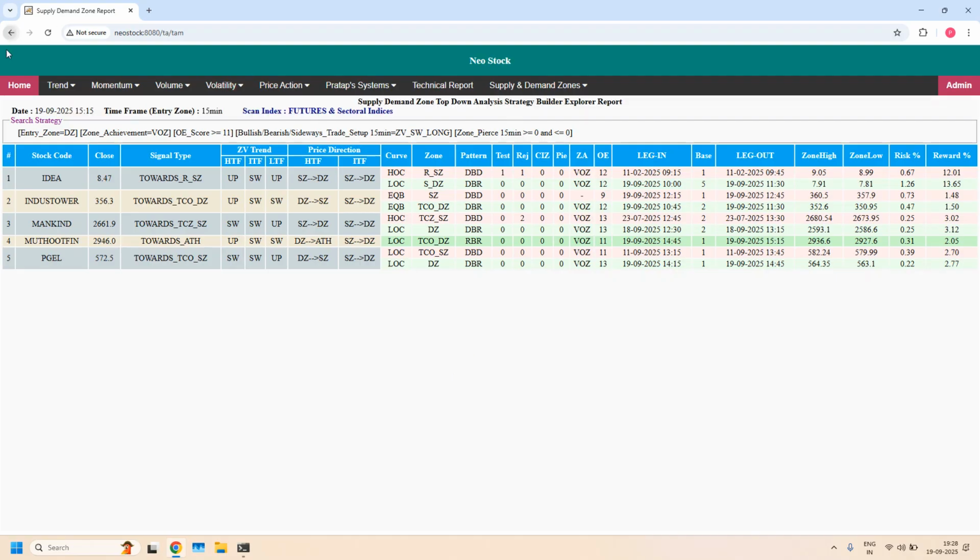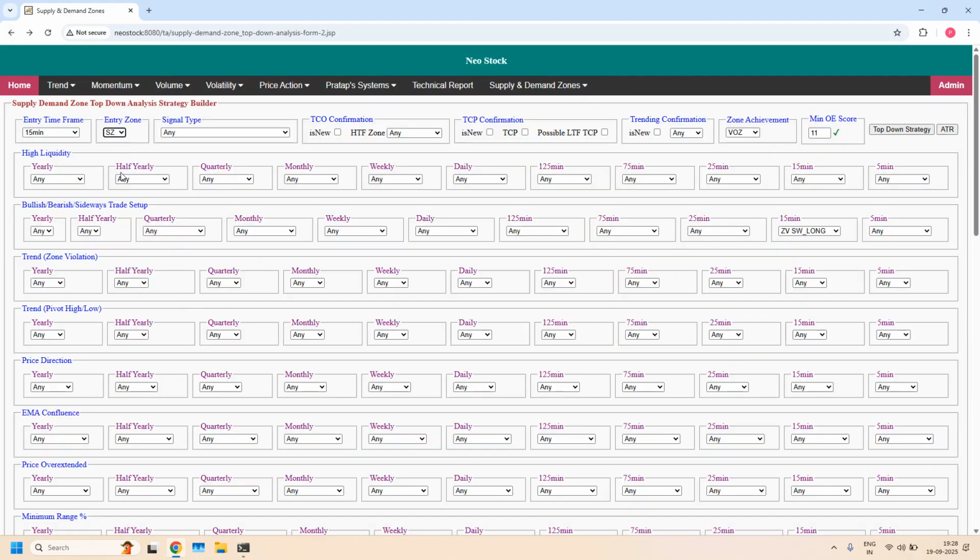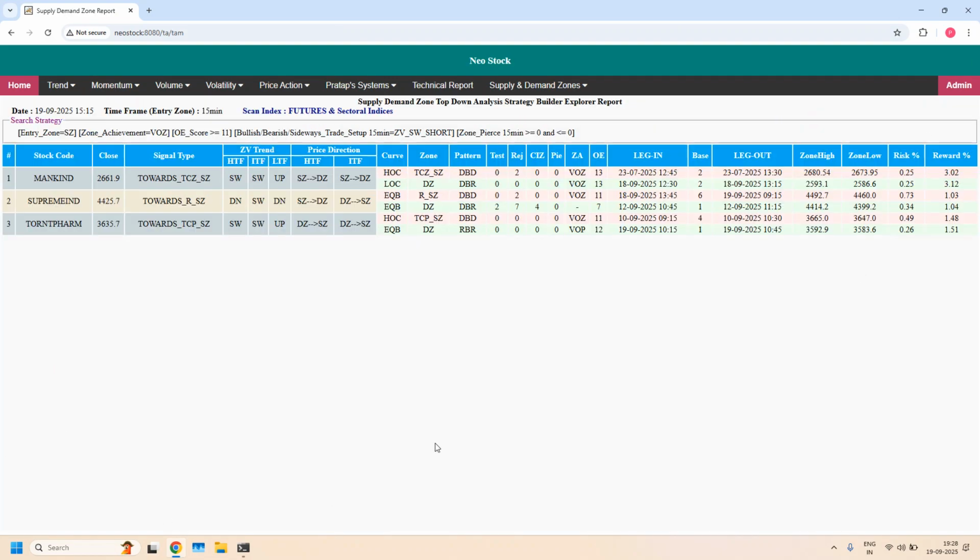Next, sideways short trade setup. The change is 15 minutes supply zone here, sideways short. Let's filter. We got 3 stocks. And entry time frame zones are 75 minute supply zones. Sorry, not 75, 15 minute supply zones, because entry time frame is 15 minutes. Entry zone is supply zone. So all these are 15 minute supply zones.